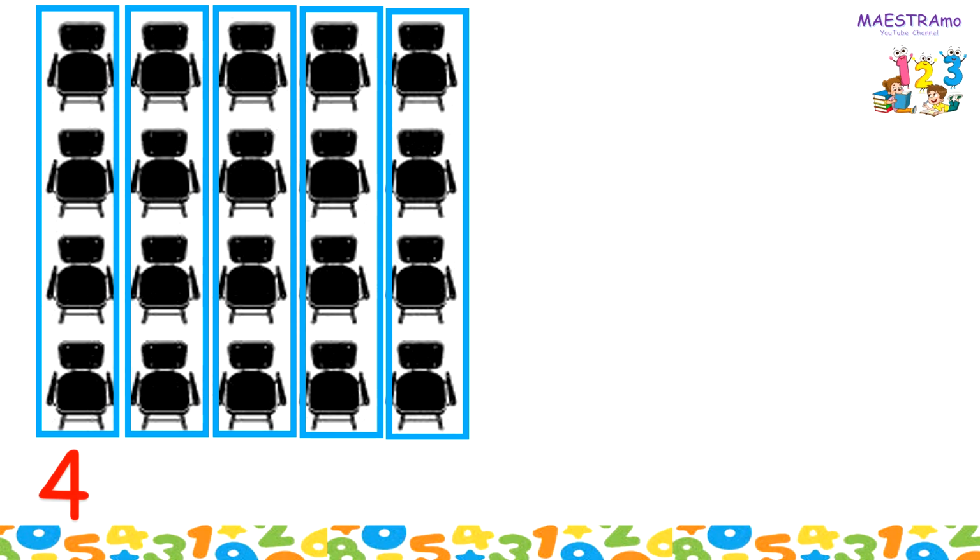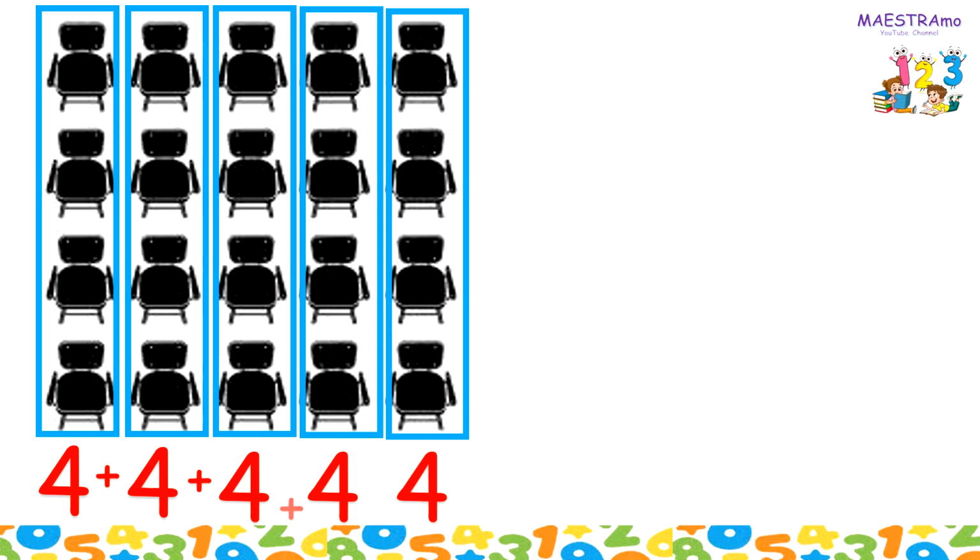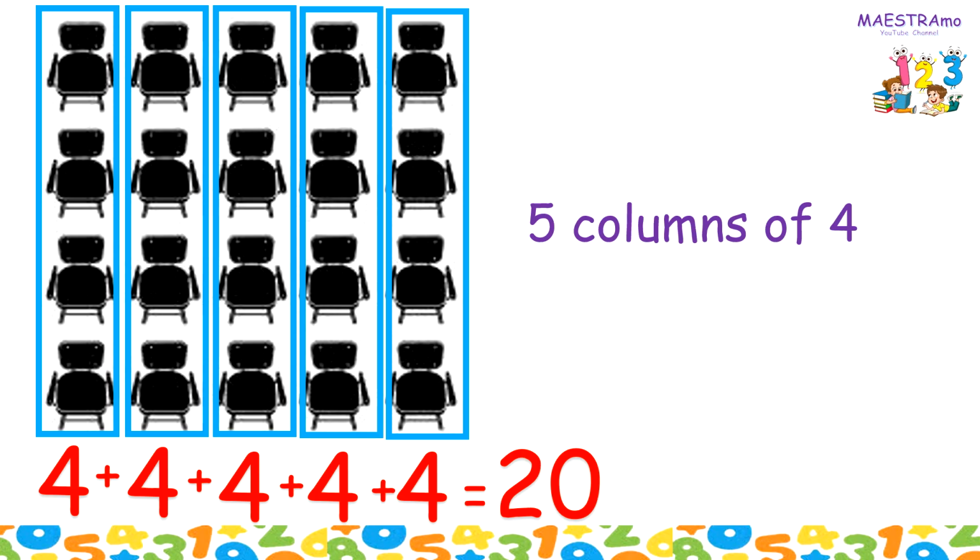Since there are 5 columns of 4 chairs, we can add the 5 fours to get the total number of chairs. 4 plus 4 plus 4 plus 4 plus 4 equals 20. 5 columns of 4 is 20.